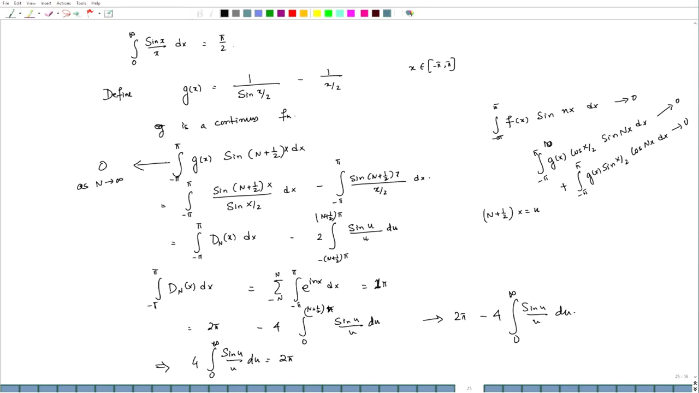So, this is another cute proof that the integral of sin x by x dx is equal to pi by 2.